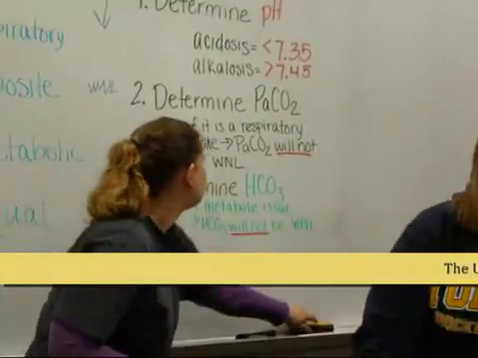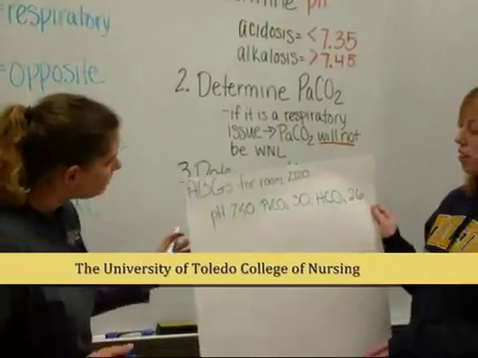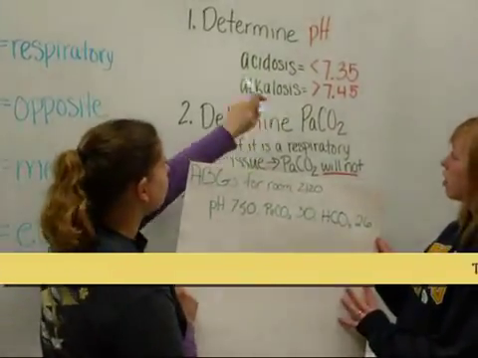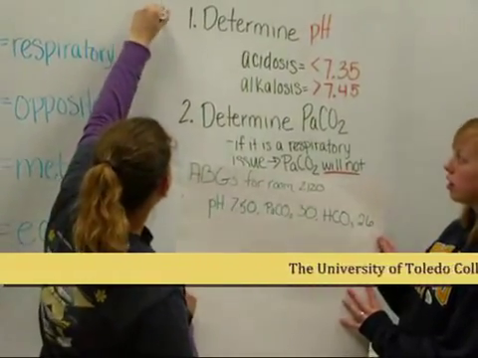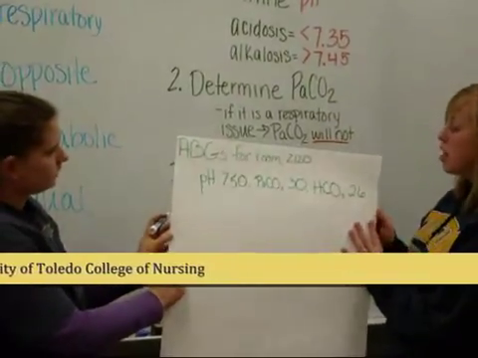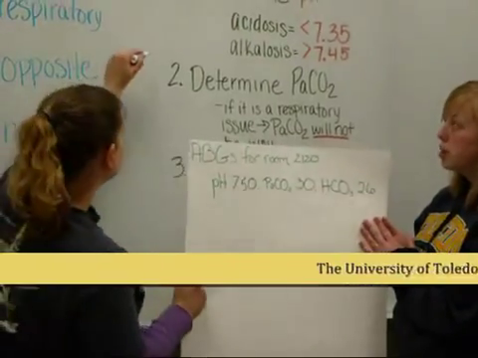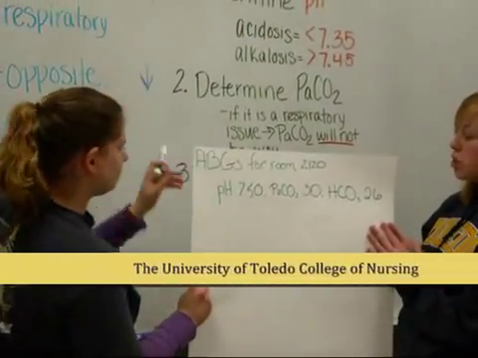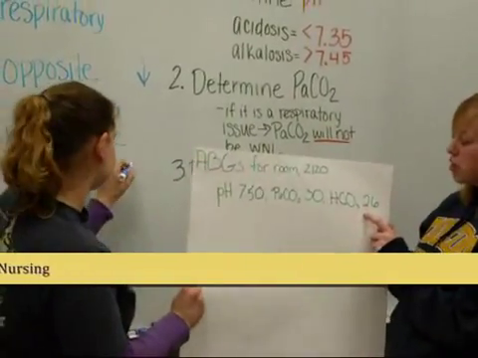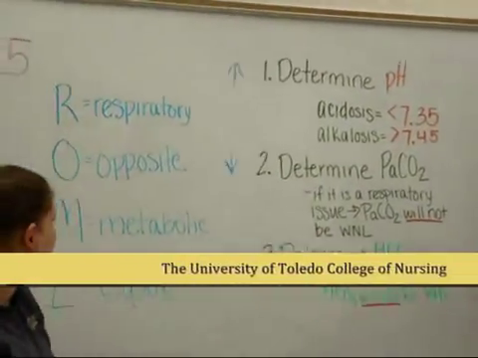Okay, so let's look at a respiratory issue. The pH is 7.50, which means it's high and it's an alkalosis issue. Next, you can look at your carbon dioxide, and the normal level is 35 to 45, so obviously this is low, which means it's a respiratory issue. But just to double check yourself, you should still check your bicarb, where normal is 22 to 26, so that's within normal limits.